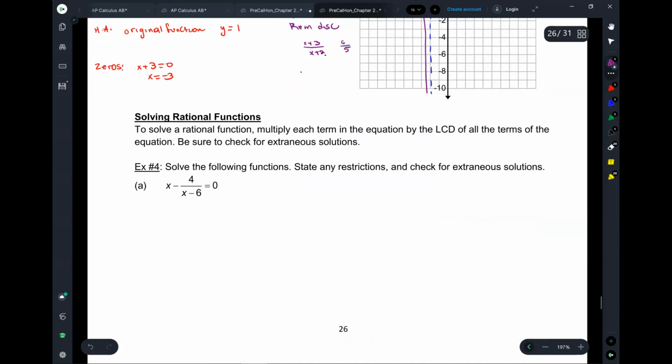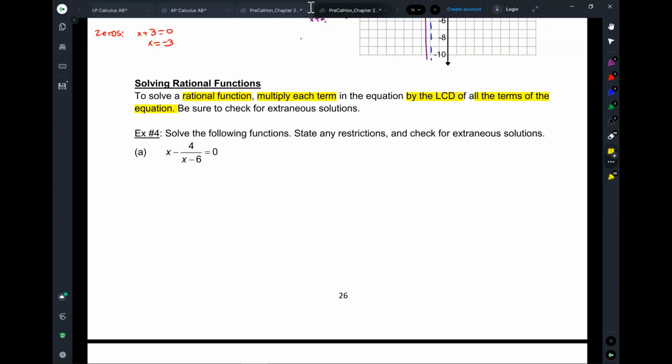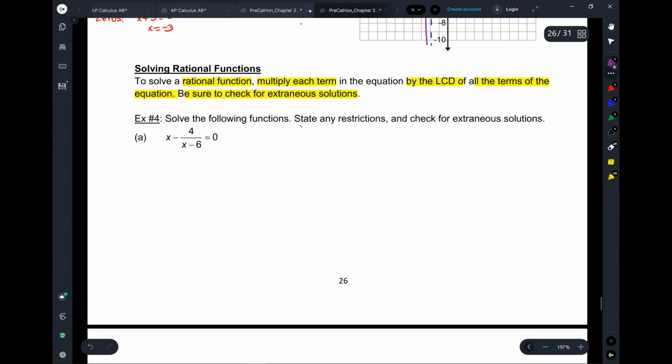All right, last but not least, let's talk about solving rational functions. You've done this back in algebra too. To solve a rational equation, you want to multiply each term by the LCD of all the terms of the equation. And then after that, you want to make sure to check for extraneous solutions. Okay, it says here to solve the following equations, state any restrictions. Restrictions are basically discontinuities.